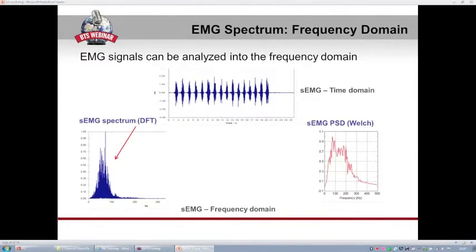Exactly the same is true for the EMG signal, which is composed by the superimposition of the different electrical signals coming from the different muscle motor units at the same time. To investigate the surface EMG signal, it's typical to also perform a frequency domain analysis. For example, the discrete Fourier transform or the Welch method are common algorithms widely used to compute the EMG spectrum or the power density spectrum.